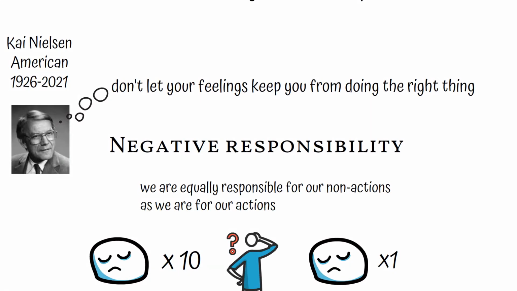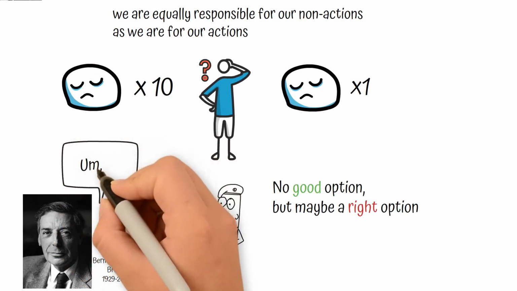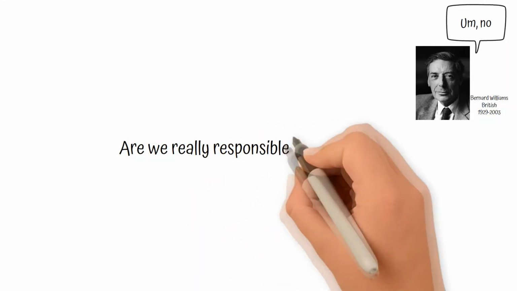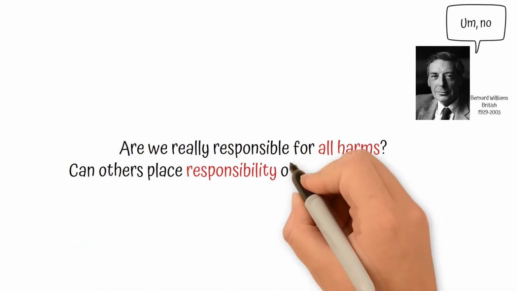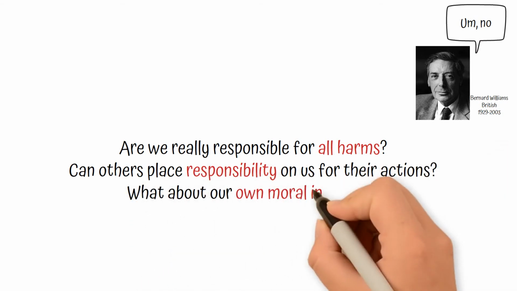Nielsen might argue from the perspective of negative responsibility that if we don't pull the trigger, we're responsible for the 10 deaths. But Williams argues that doesn't really seem like how the world works. Are we truly responsible for this terrible scenario? Can this person really place this weight on us and pretend like it's our fault for 1 or 10 people dying? What about our own moral integrity?